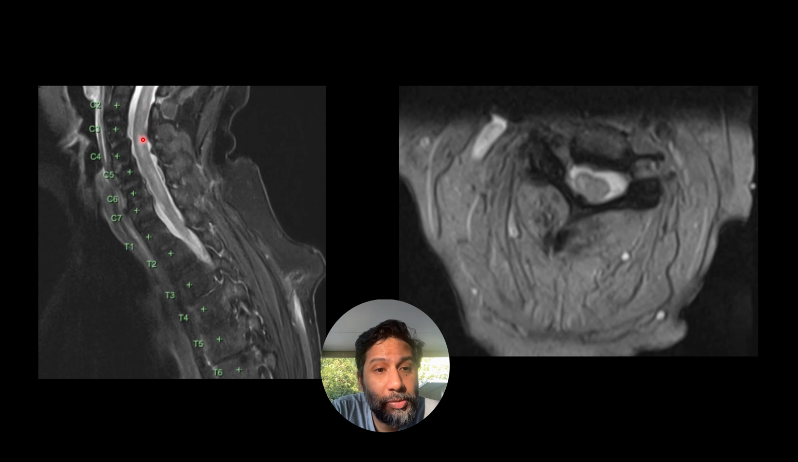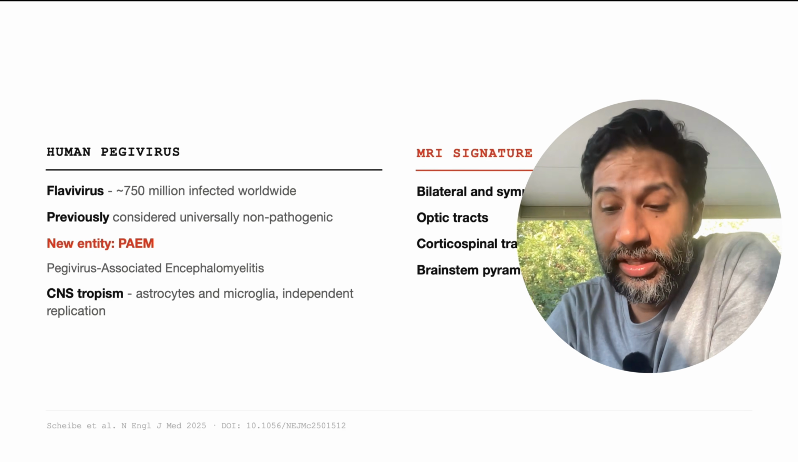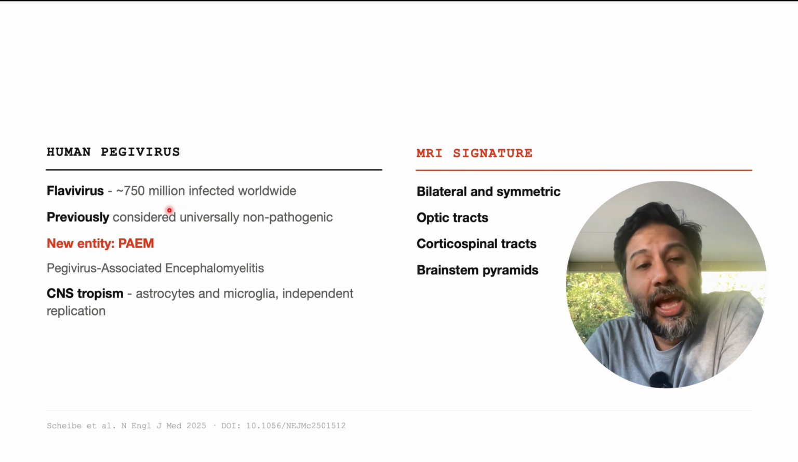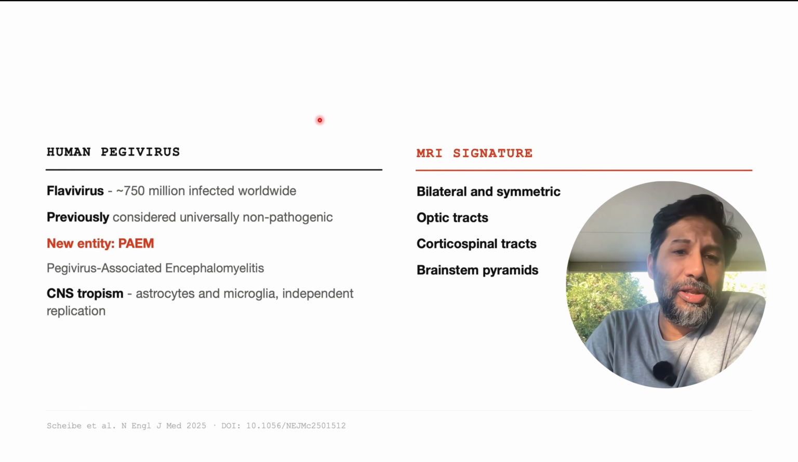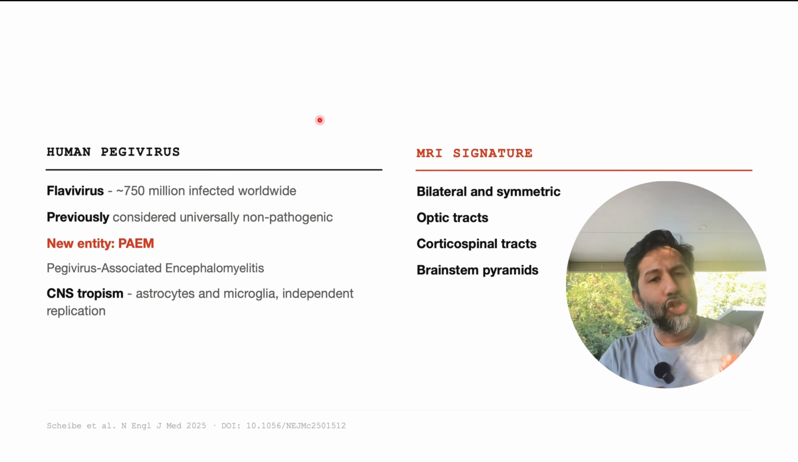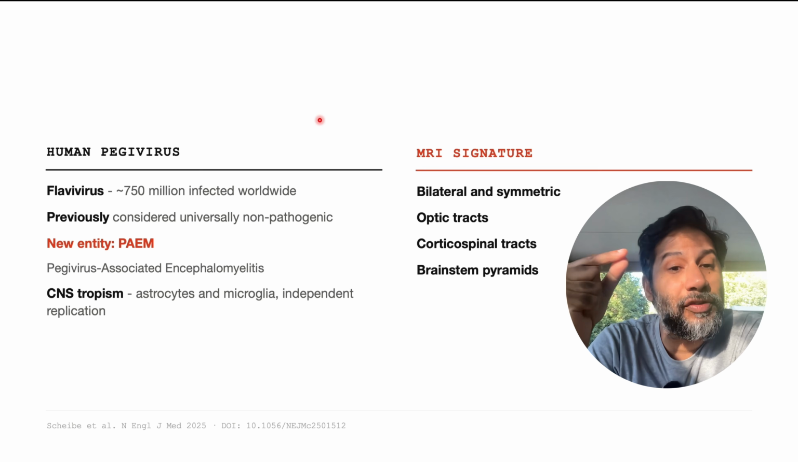This follows the corticospinal tracts all the way down the spine. You can see this is on the lateral aspect of the corticospinal tract as well. Human Pegivirus 1. This is Pegivirus infection. What is Pegivirus? It is another Flavivirus. Very common. 750 million people infected worldwide. We usually thought it was non-pathogenic, but there's this new entity that's coming out called PAM, Pegivirus-Associated Encephalomyelitis.